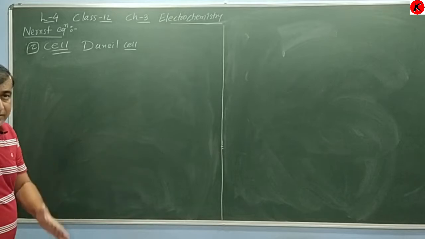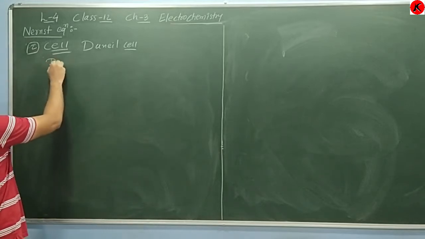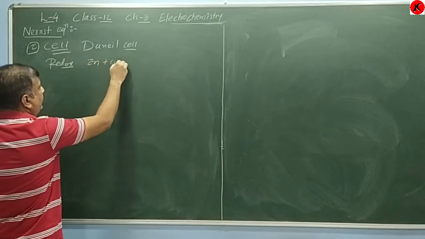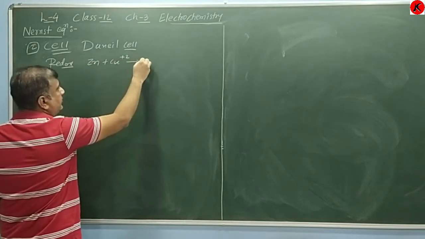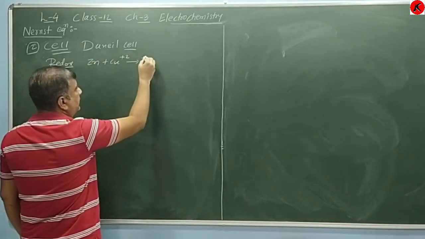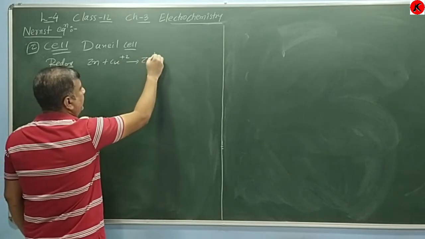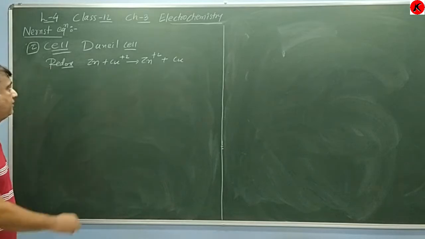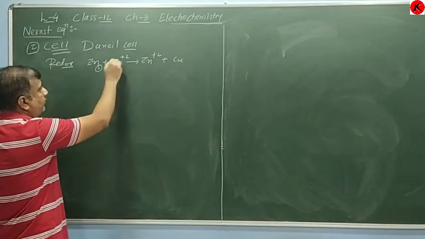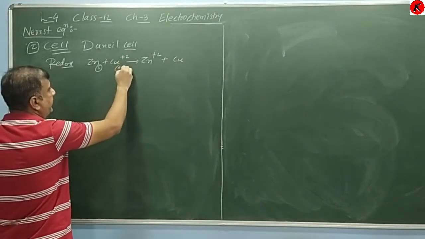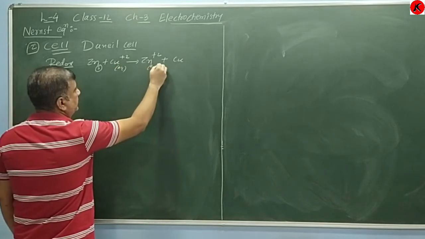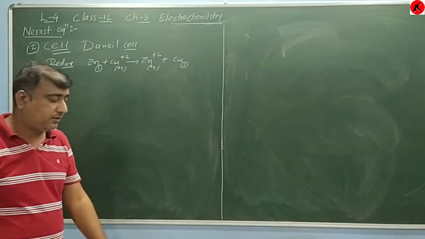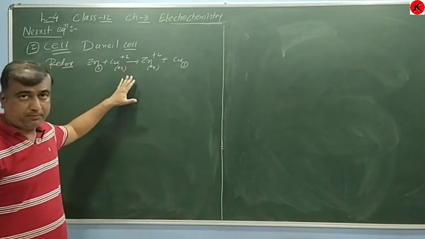So which redox reaction is taking place? The redox reaction in a Daniell cell is Zn plus Cu2+ is converted to Zn2+ plus Cu. Now Zn is in solid form, Zn2+ is aqueous, and Cu is solid. Now how to write the Nernst equation for this complete cell?